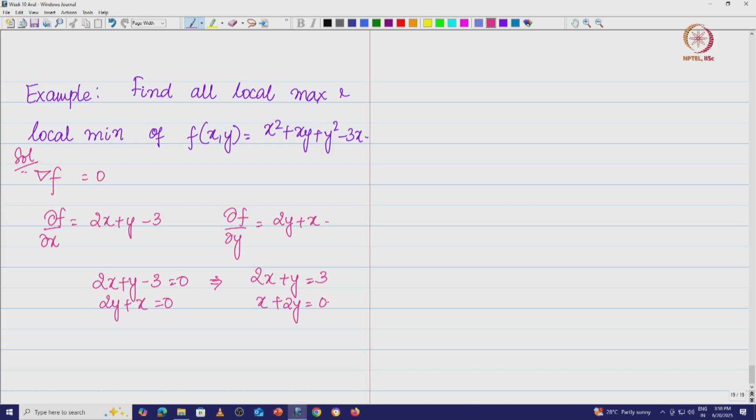So, solving, we get (x, y) to be equal to (2, −1), and since it is a linear system, there is just one point, which is the point of intersection. So this is going to be the only critical point.